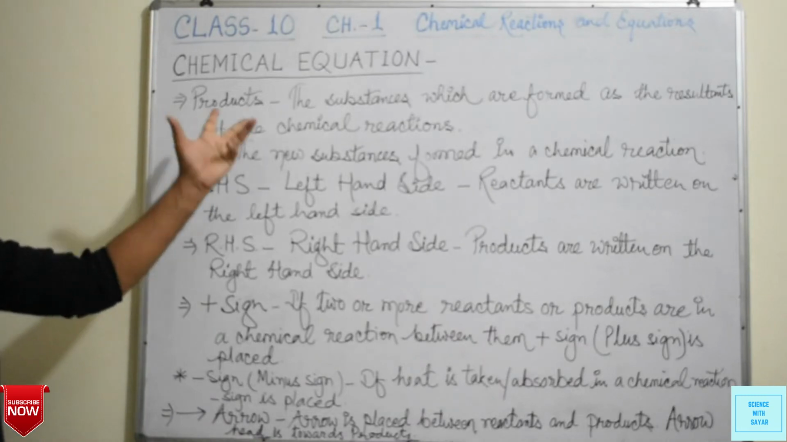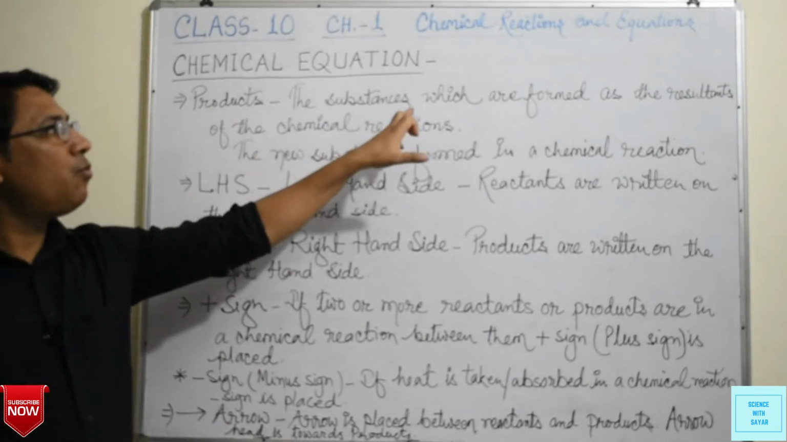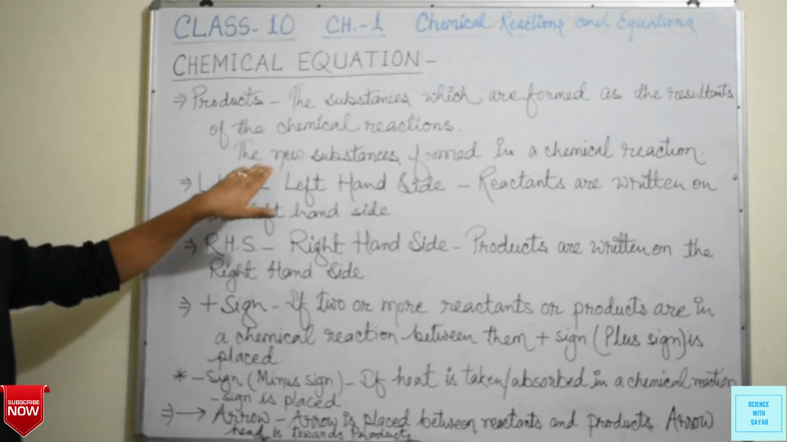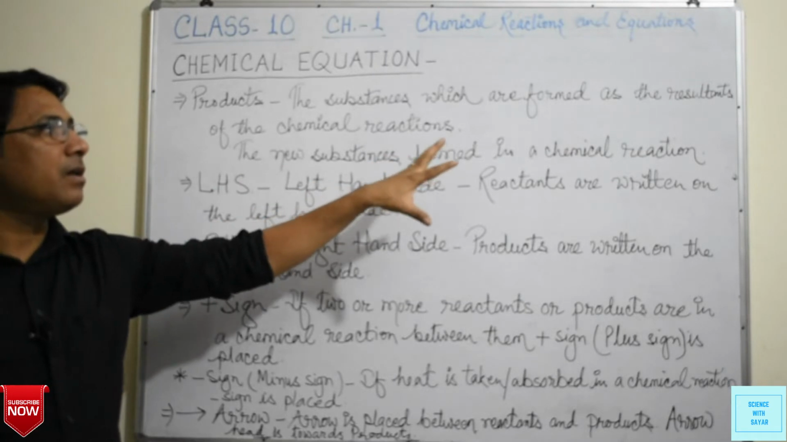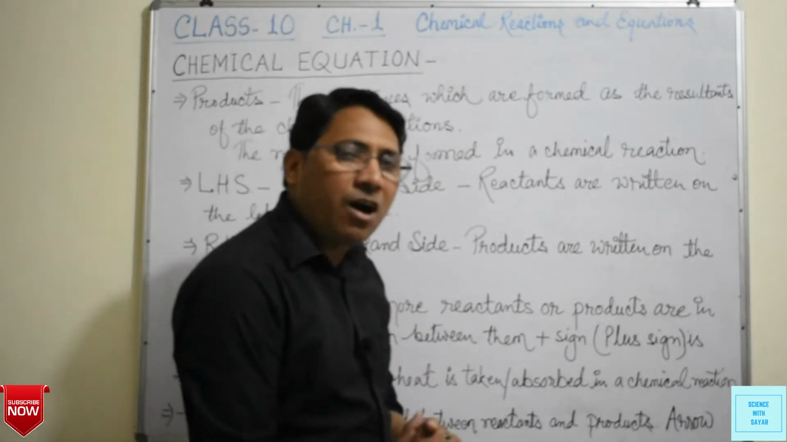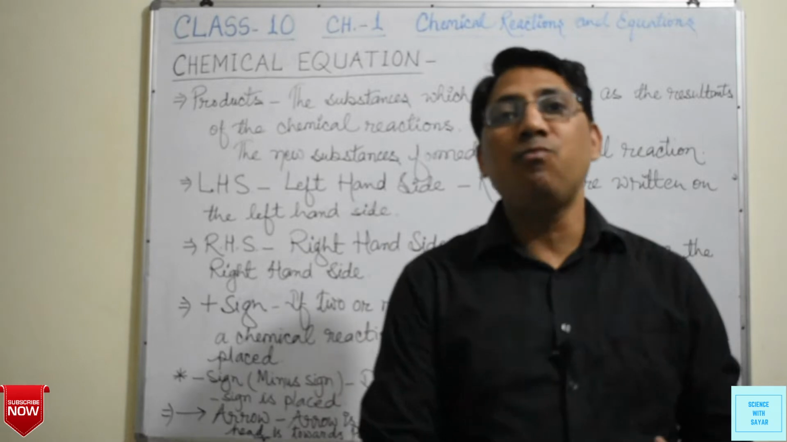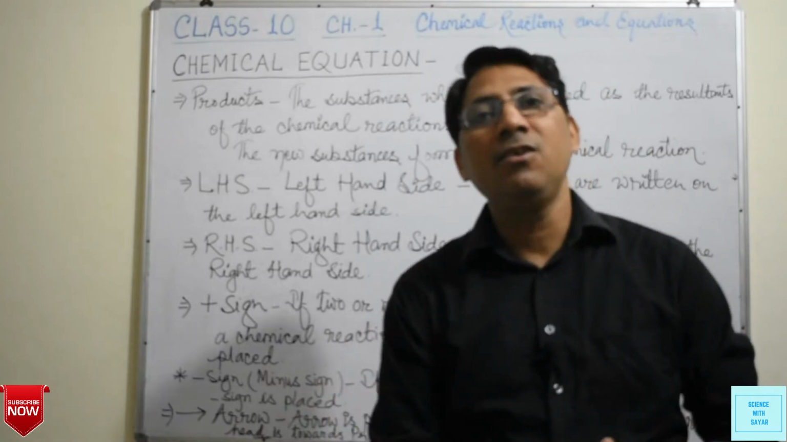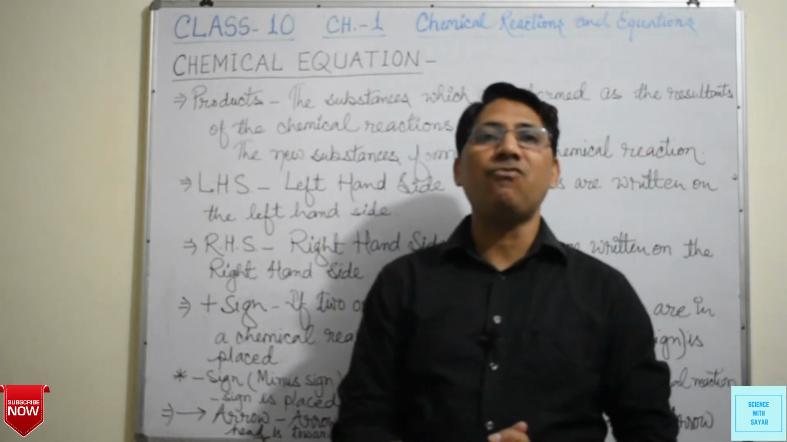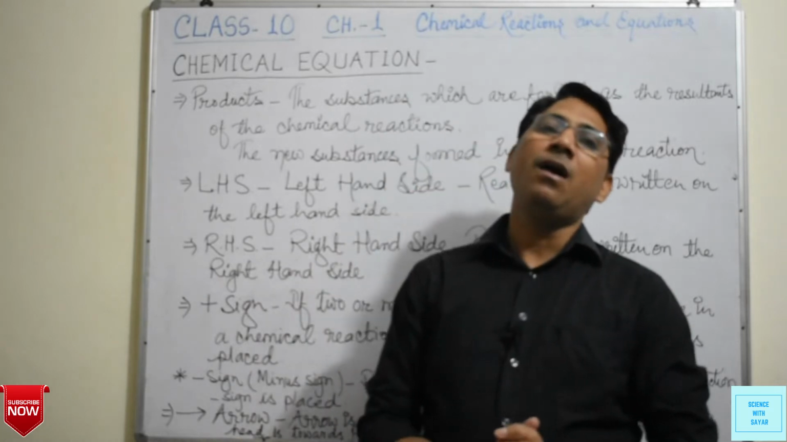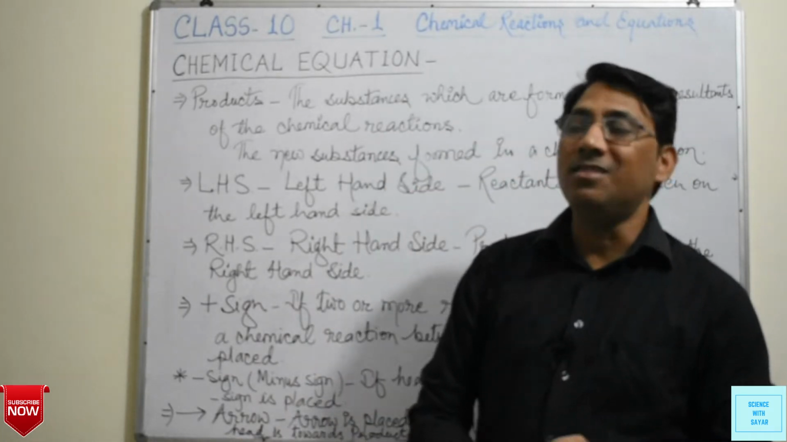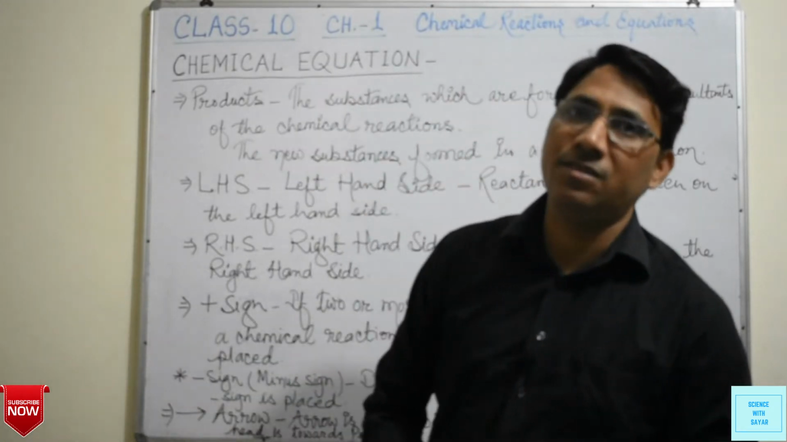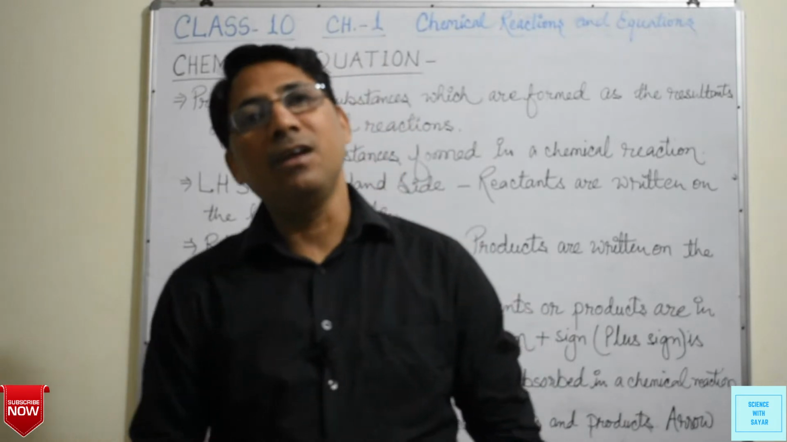Next, products, the substances which are formed as the resultants of the chemical reaction, or the new substances formed in a chemical reaction. So products are the substances which are formed in a chemical reaction as new substances. So these new substances which are formed as a resultant of the chemical reaction are known as products, and these products are always written on the right hand side of a chemical reaction.